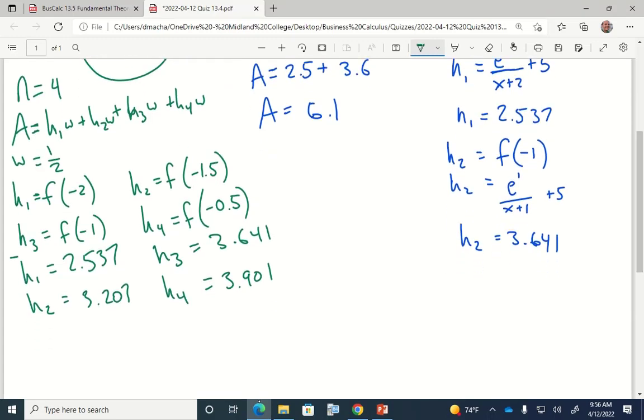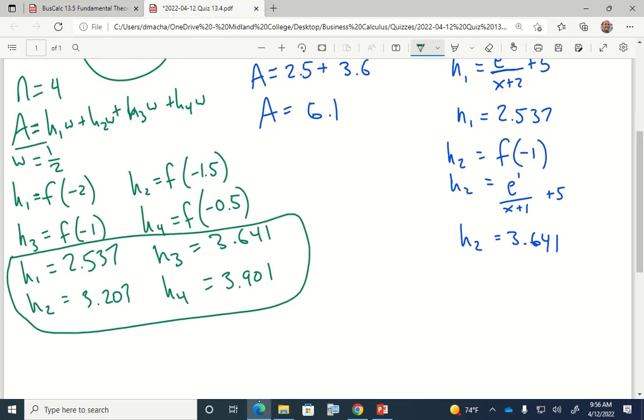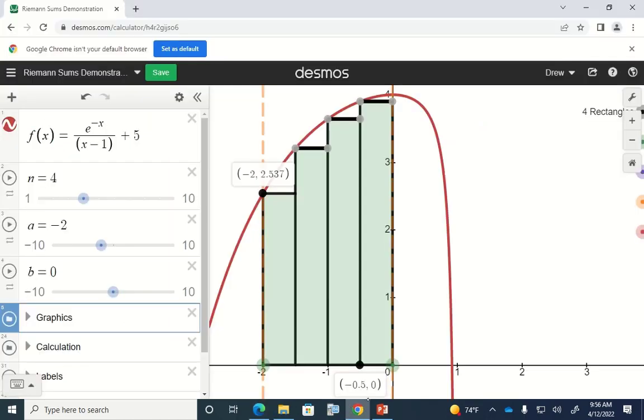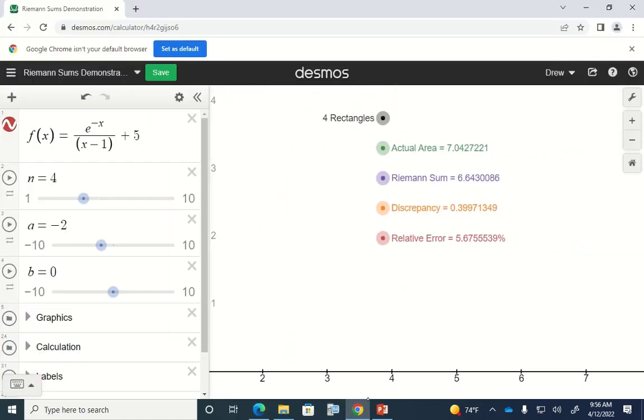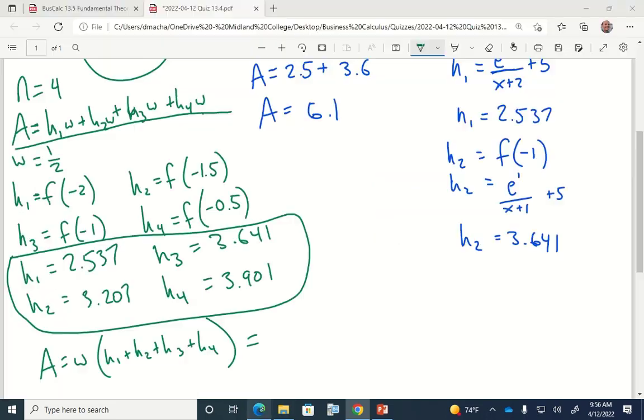So for my area, we could actually factor out one of those widths, right? And so my area could be just the width of a rectangle times h1 plus h2 plus h3 plus h4. So I could actually just add up these 4 heights and then multiply by 1/2. And whenever I add up all those heights and then multiply by 1/2, I should get a Riemann sum of about 6.6.